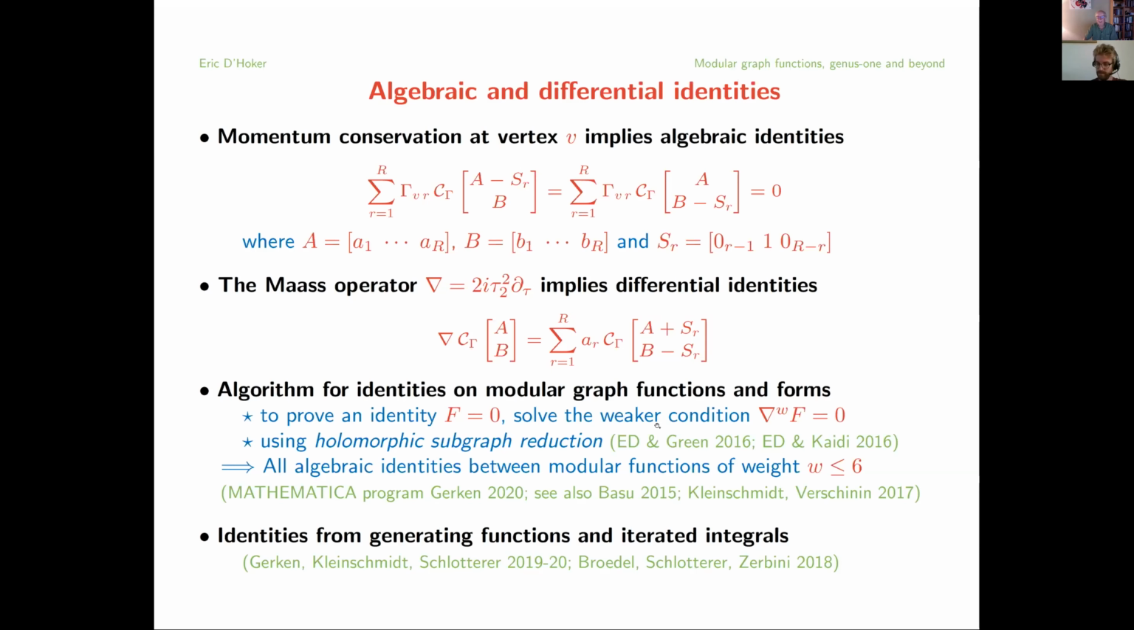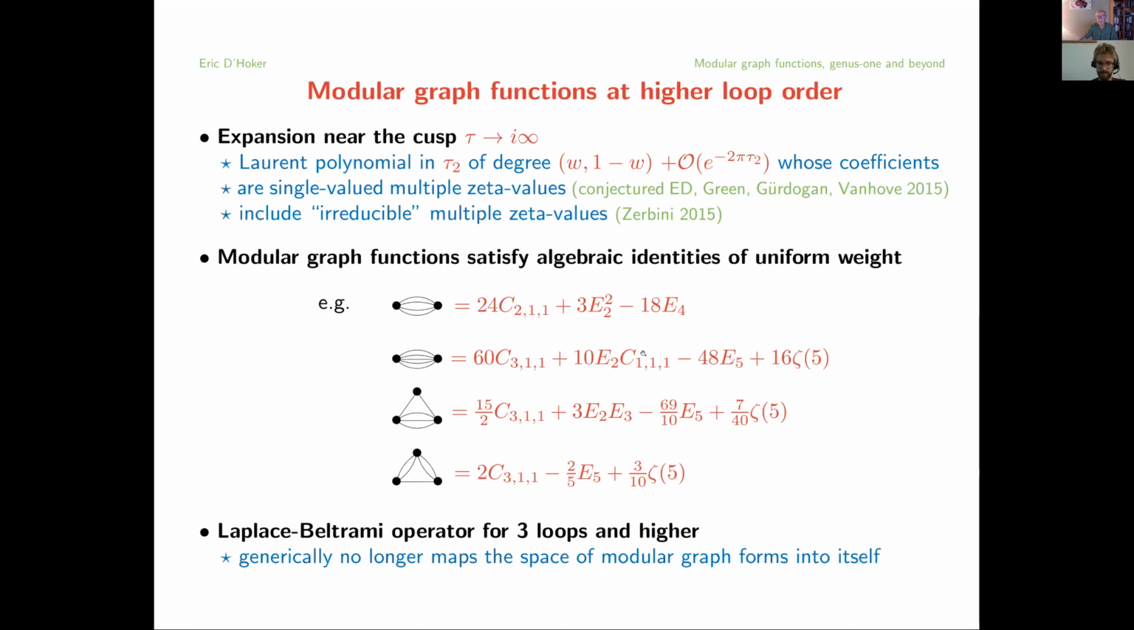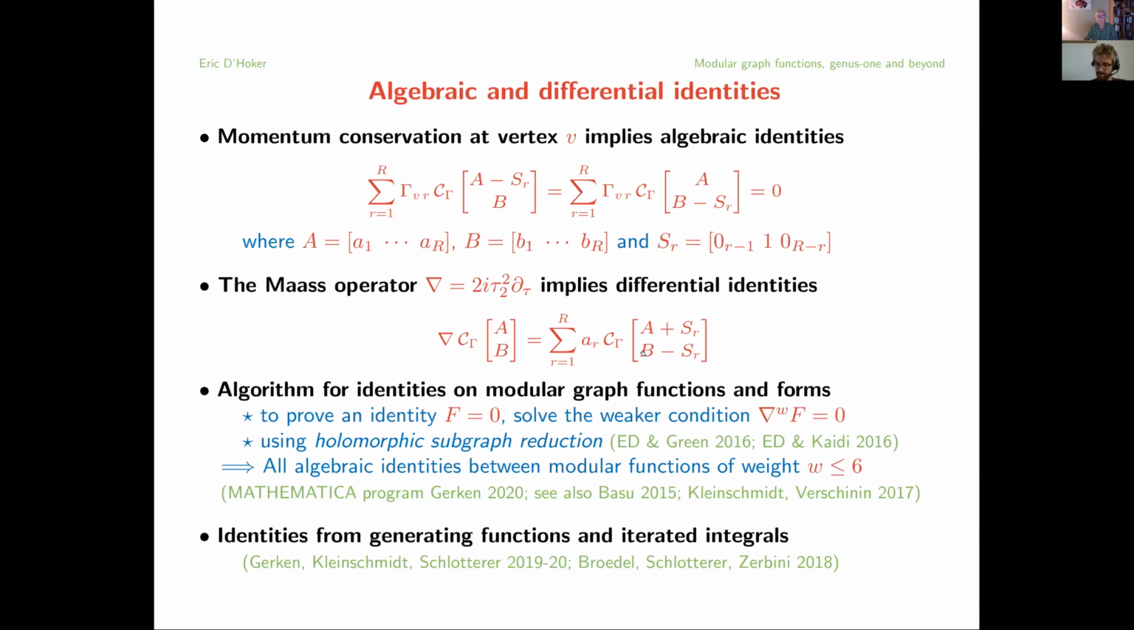So F would be one of these identities I wrote down here, for example. It could be more general. What you want to do is actually show the weaker condition, namely take the mass operator to the power W of F is equal to 0. So if you can show that first, then there is a theorem that allows you to go back and say that then F actually has to be a constant, and then you determine the constant from the asymptotics at the cusp.